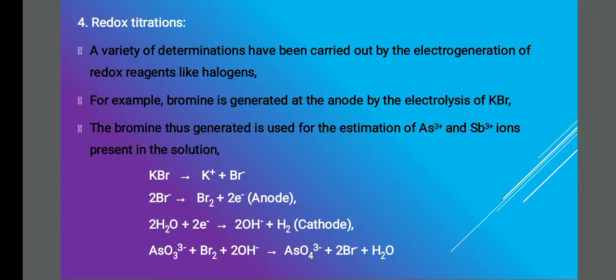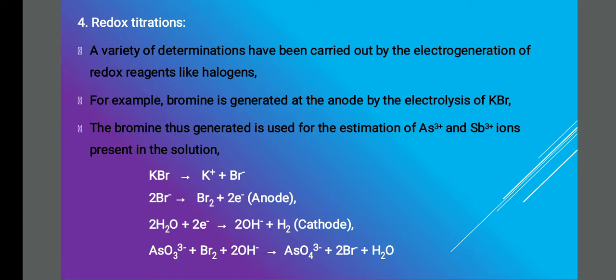Now arsenious oxide plus bromine plus OH-. So that bromine gas plus OH- will give you arsenate plus Br- plus water. Similarly, a redox reagent like ceric ion can be generated at the anode for estimation of Fe2+ or arsenic As3+ or titanium Ti3+ and uranium U4+ ions present in the solution. Is it okay? I'll repeat.